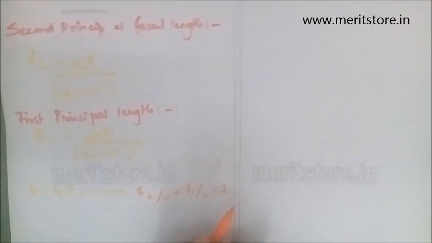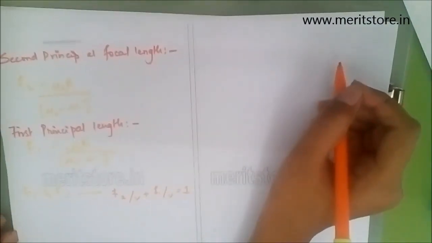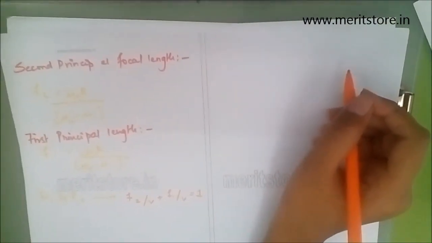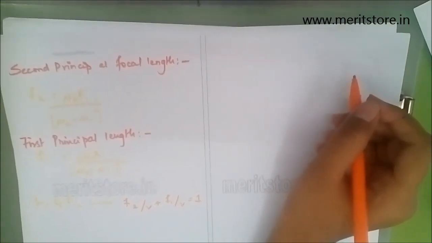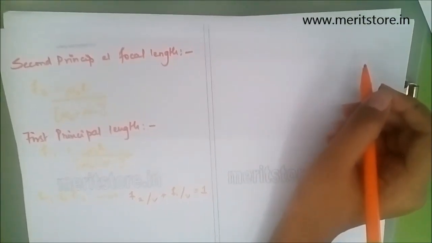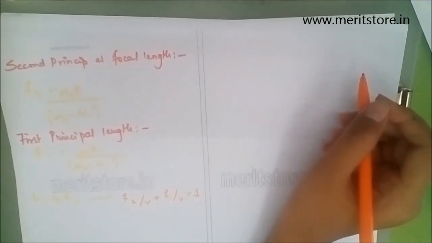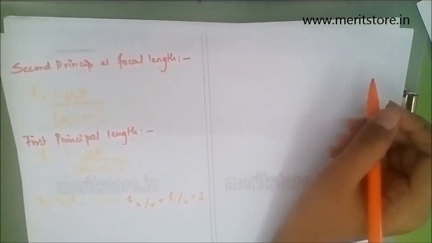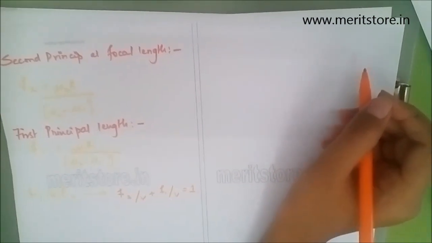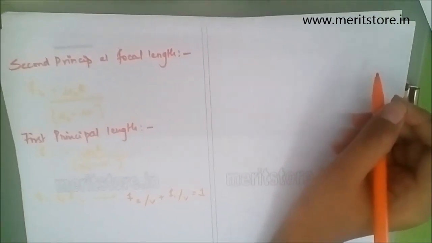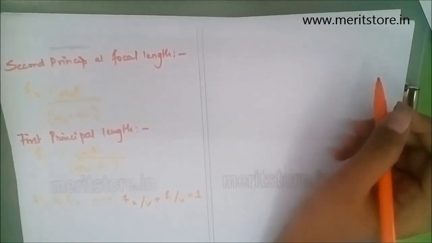Lens. A portion of refracting material bound between two spherical surfaces is called a lens. A lens is said to be converging if the width of the beam decreases after refraction through it. A lens is said to be diverging if the width of the beam increases after refraction through it.